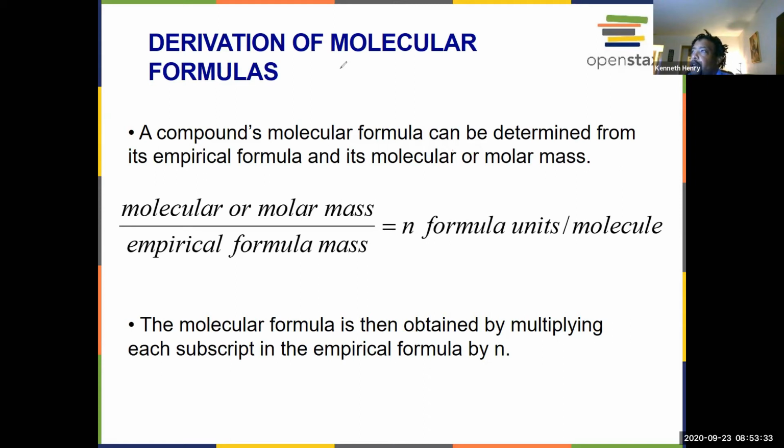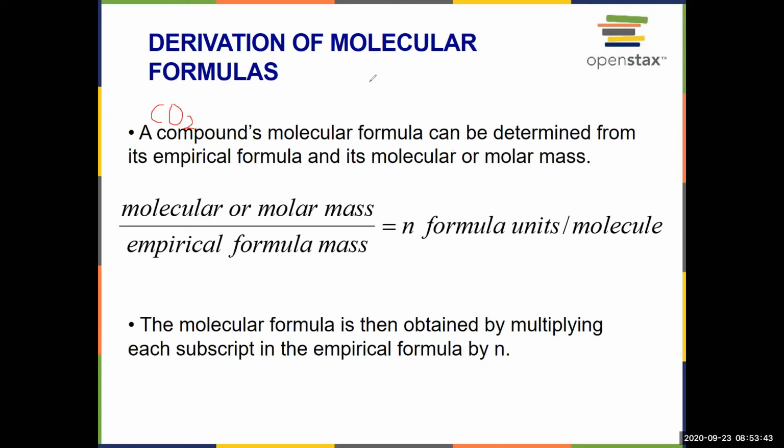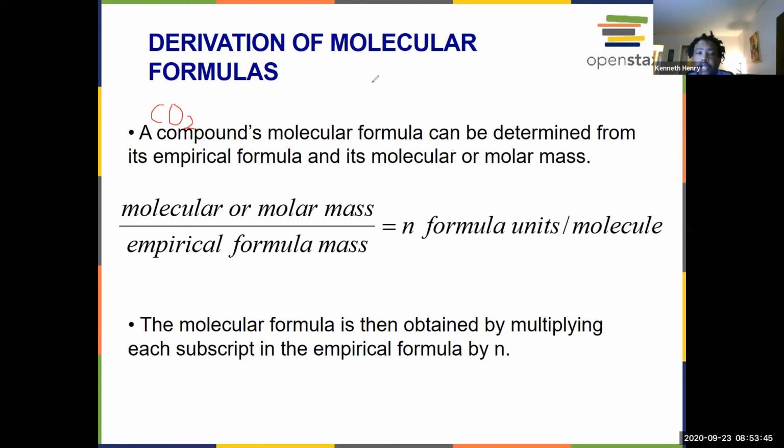So let's say, for instance, we were given, on the last problem, where we had CO2 as our empirical formula. And let's assume that the molecular compound we're talking about has a molar mass of 88 grams per mole.